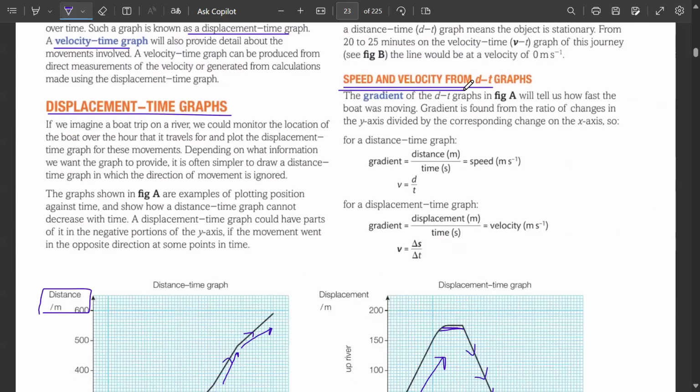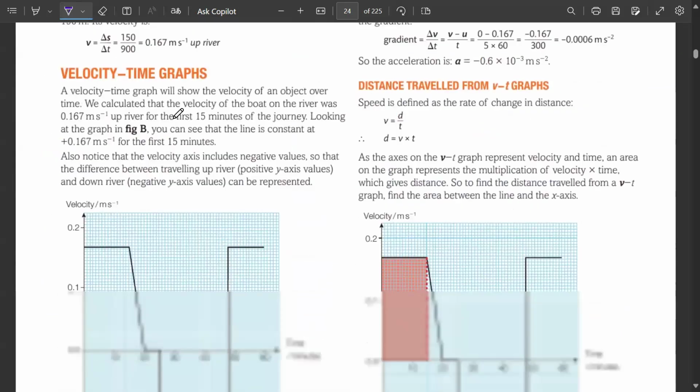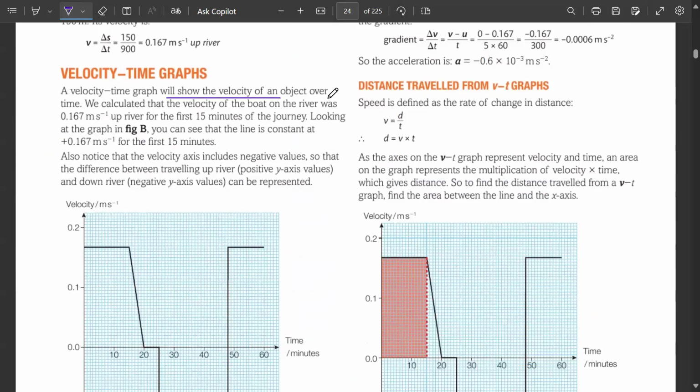Whereas in a speed and velocity time graph, the gradient tells us how fast the boat is moving, because gradient is distance over time, y over x, and that is equal to your speed. A velocity time graph will also show the velocity of the boat over time. We calculate the velocity of the boat on the river at this point.